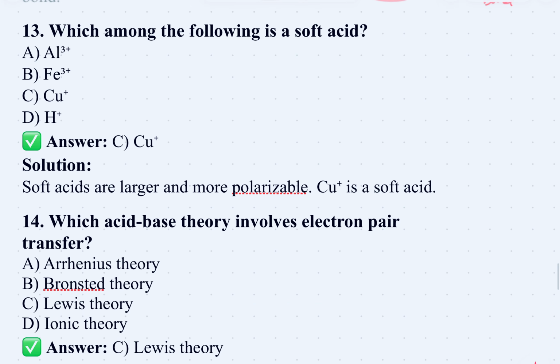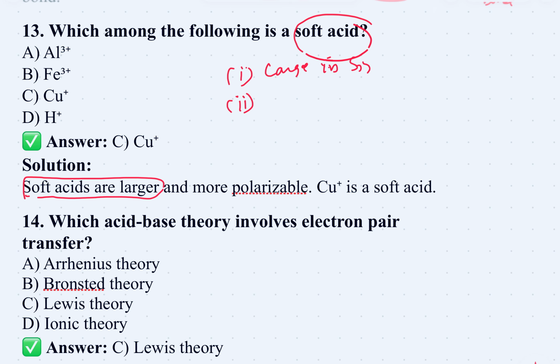Next one. Which of the following are soft acids? Just now we discussed. Tell me what is soft. Here, all metals are given. So there should be three conditions. Already I informed you that. Soft acids are large in size and have more polarization. So these conditions are there here.